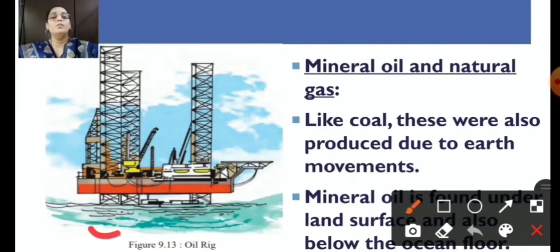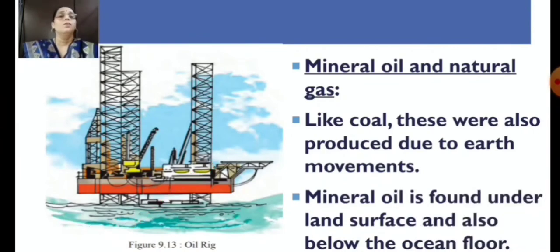The next picture is Figure 9.13, an oil rig. So, mineral oil and natural gas. Like coal, these were also produced due to earth movements. Mineral oil is found under the land surface and also below the ocean floor.